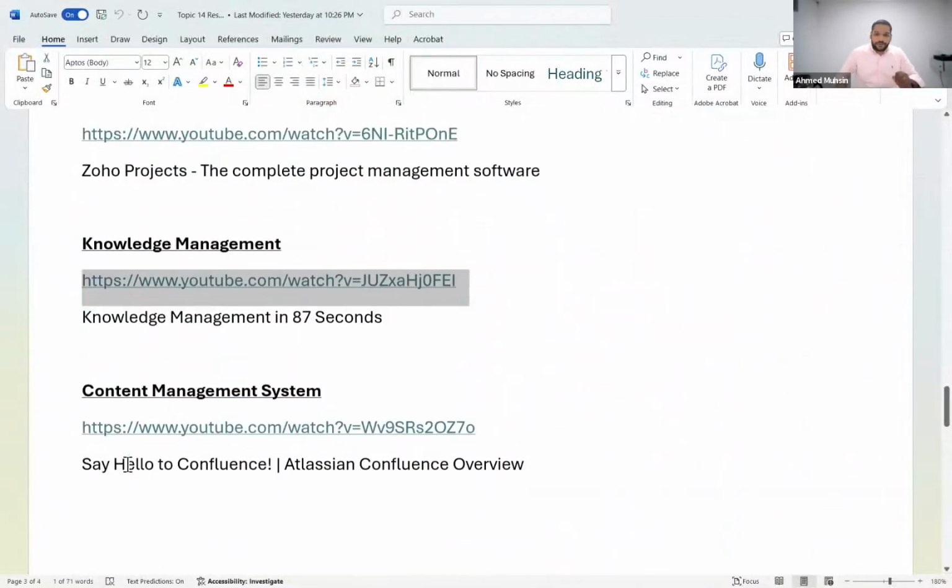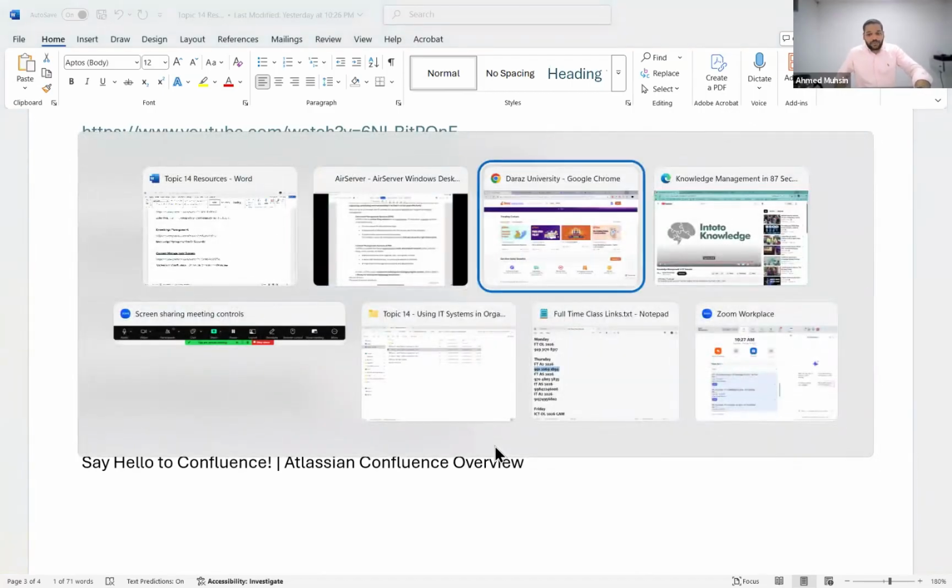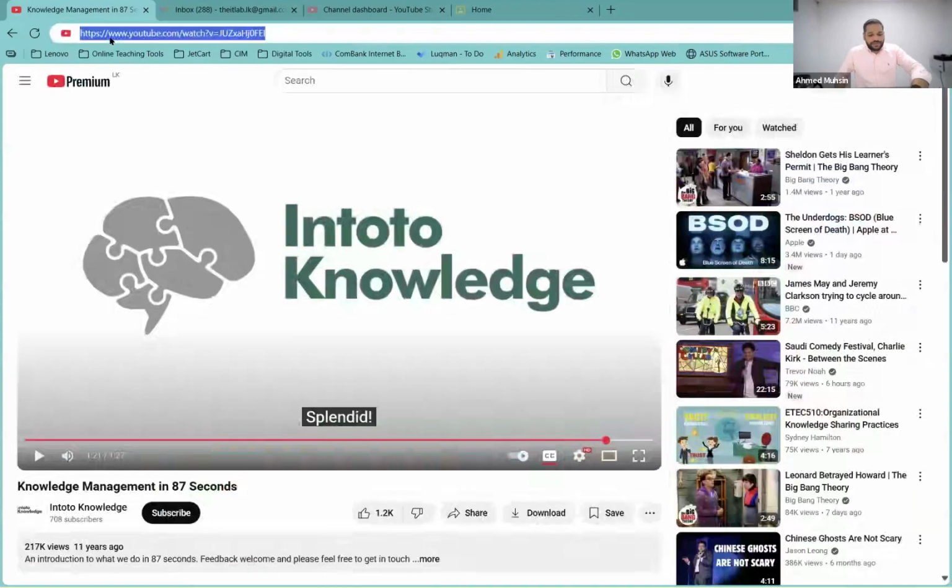We have a tool called Confluence. Confluence is what we call a content management system, where an organization can store all the knowledge of the organization on the system, so employees can access it whenever they need it. So you don't need to go to managers and supervisors every time you have a question. It's all there within the system itself.